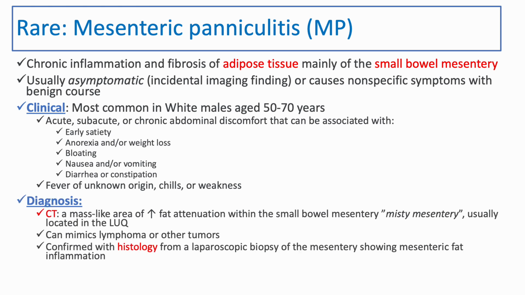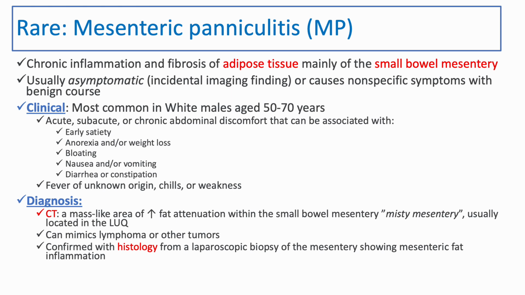Now, the diagnosis, luckily, again, CT scan can show the features of mesenteric panniculitis. It can be seen as a mass-like area of increased fat attenuation within the small bowel mesentery. Some people call this the misty mesentery, and it's usually located in the left upper quadrant, but it can be in any part of the small bowel mesentery. It can mimic lymphoma or other tumors because it looks like a mass.